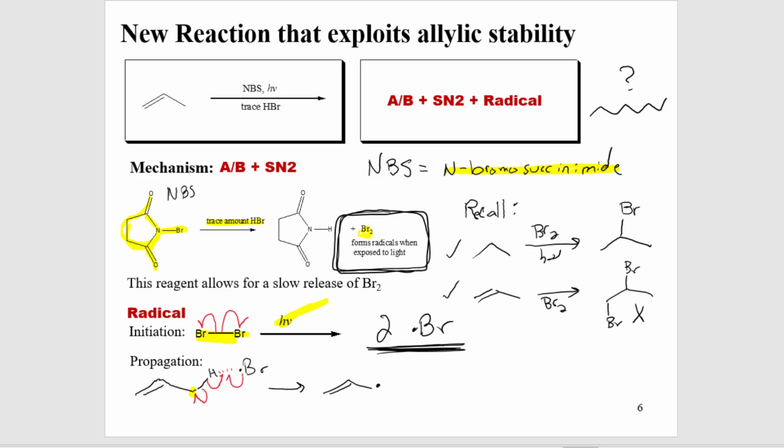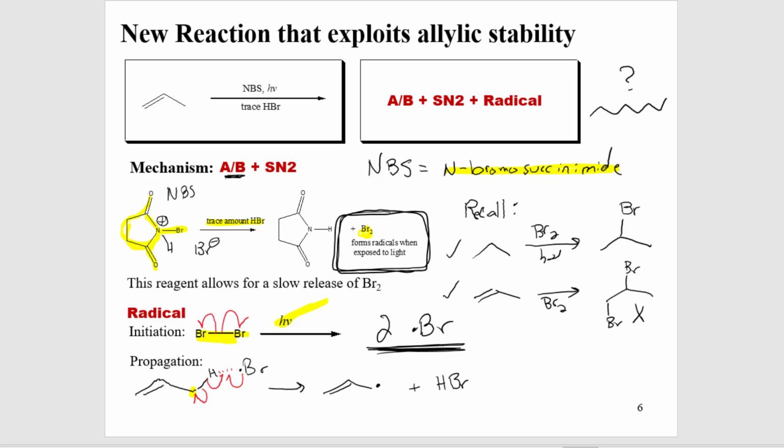Okay, and then look, HBr was the byproduct. HBr is necessary to collapse the NBS into Br2 and the succinimide. How does that happen? Well, acid-base chemistry. So there's your acid-base chemistry. The nitrogen grabs the proton, kicking off the Br minus.